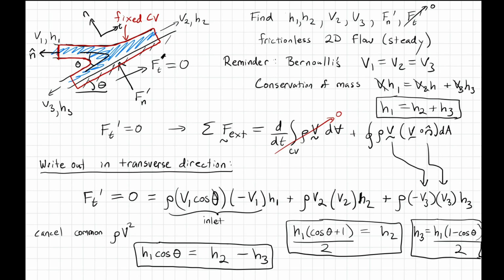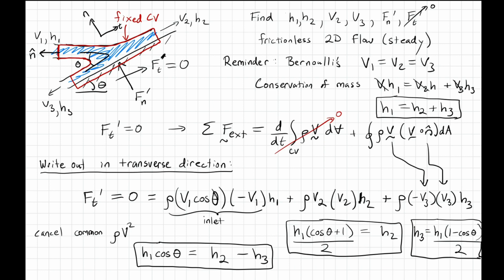And let's check and make sure, does this make sense? So if theta is 0, then basically we're just shooting our water directly along the plate. And in that case, cosine of theta is 1, and 1 plus 1 is 2, divided by 2 is 1. In that case, h2 is equal to h1, which makes sense, right? If theta is 0, I expect that this jet will just continue moving down the line. Let's check that in that situation, h3 would be 0: 1 minus 1 is 0, and so h3 would be 0.